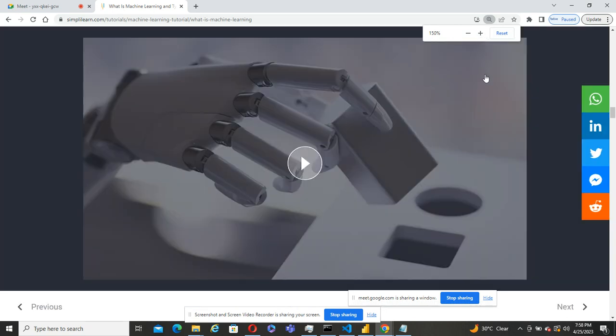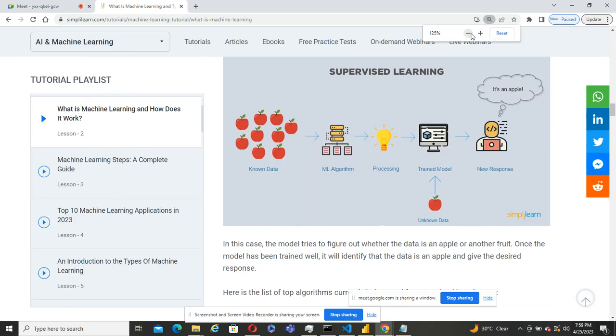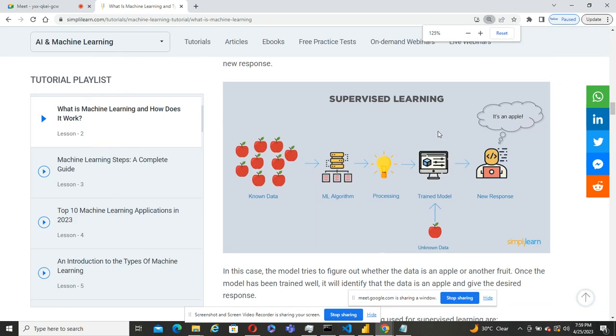Let me try and increase it. Supervised learning. You can see from my far left where my mouse is, you can see some red fruits, which is apple, as you can see. Now, that is our known data. Here we are trying to build a model or an AI that can actually identify the fruit apple.